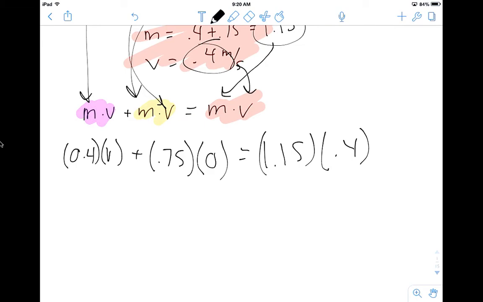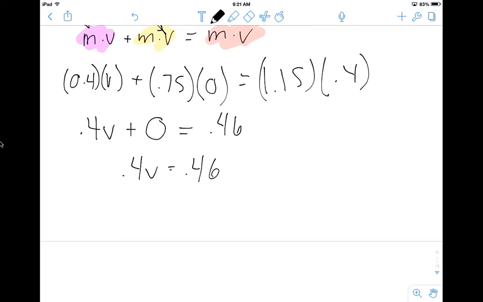So 0.4 times V is just 0.4 V. 0.75 times 0 is just 0. And 1.15 times 0.4. Did anybody do this on their calculator? I think it is 0.46. So 0.4 V plus 0 is just 0.4 V.